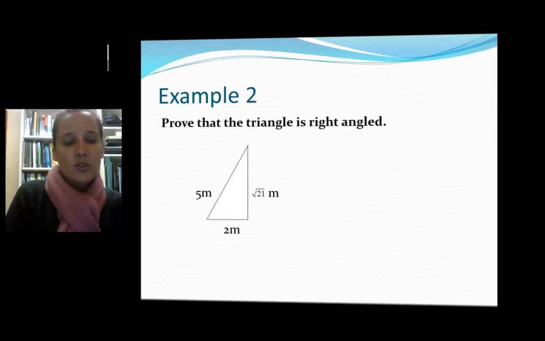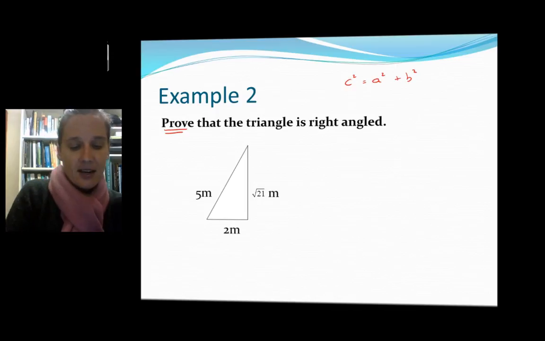Looking at example 2, now we want to prove that the triangle is right angled. So before we knew the right angle and we knew 2 side lengths. Now we know 3 side lengths. And if we prove c squared equals a squared plus b squared, then our triangle is right angled.